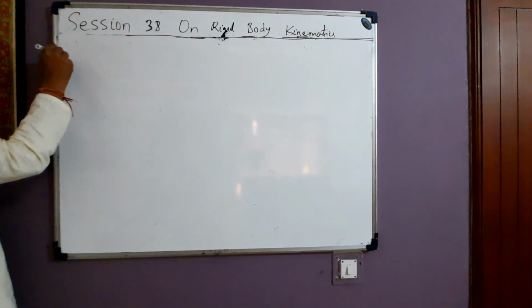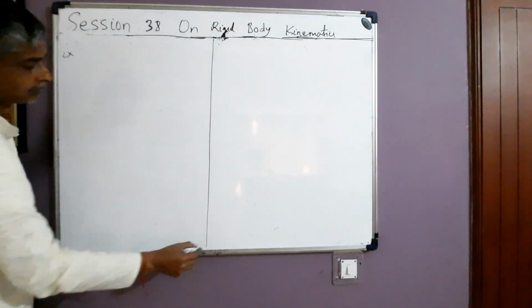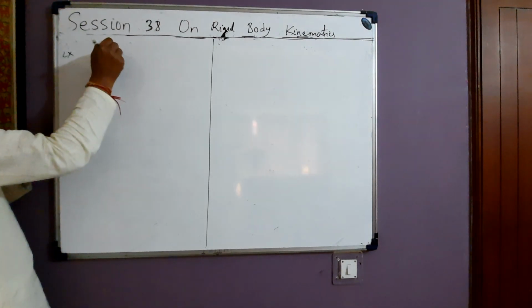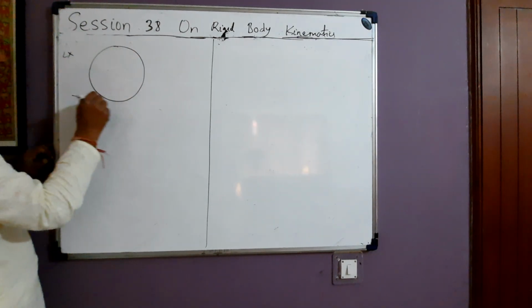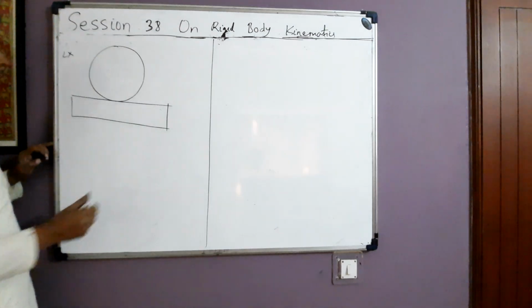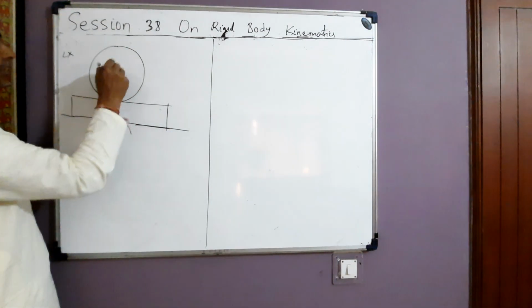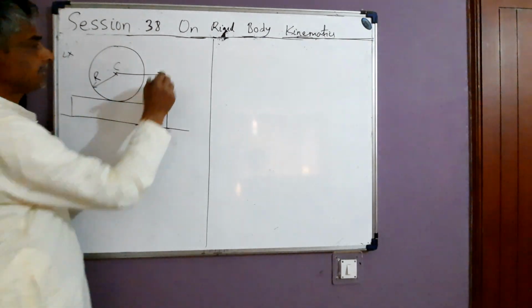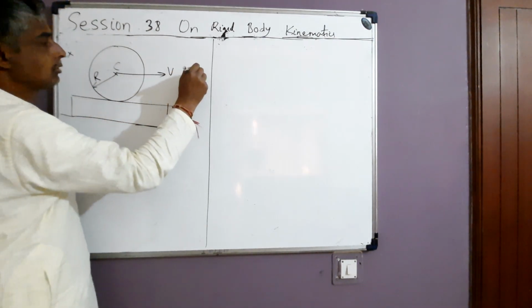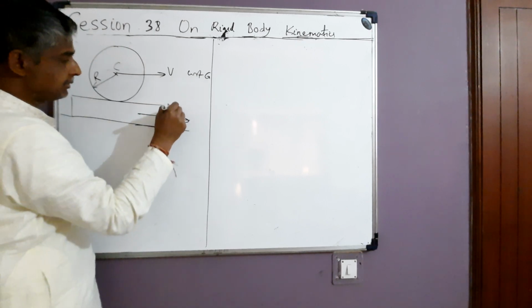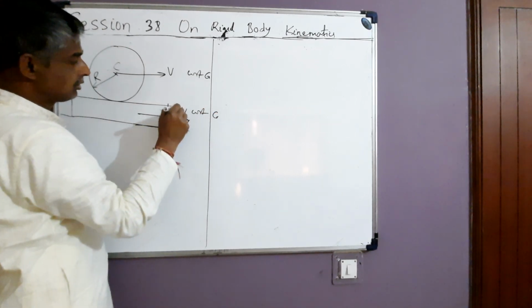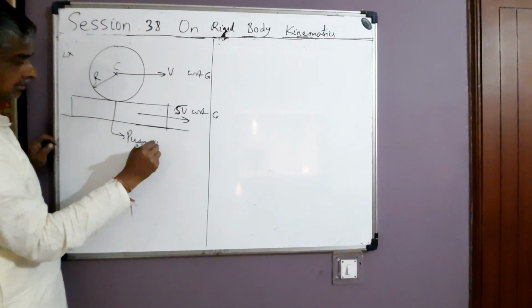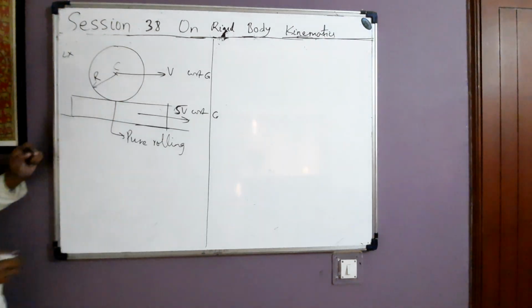So now I take another question. Next question I take up. So again, this is a drum. This is a drum, circular drum, side view, center C, radius R. Center moves rightward at a speed say V with respect to ground. And this moves at a speed of 5V with respect to ground. And here pure rolling is taking place. Pure rolling takes place here.